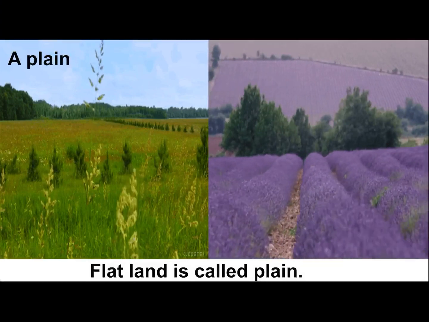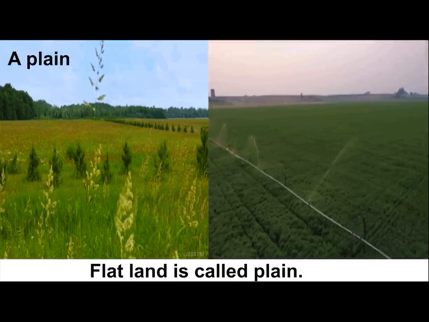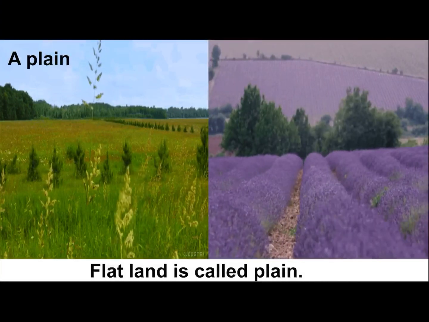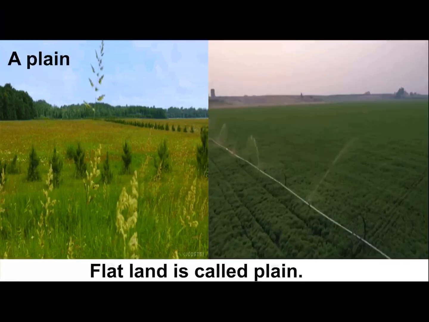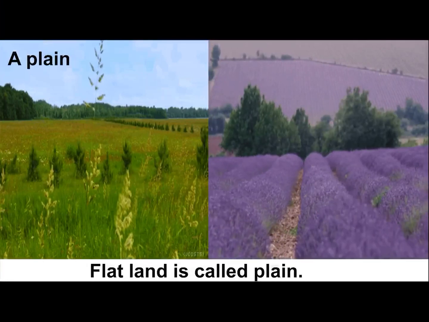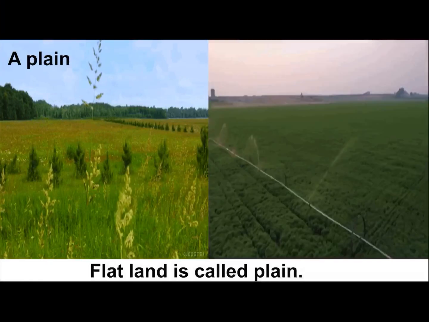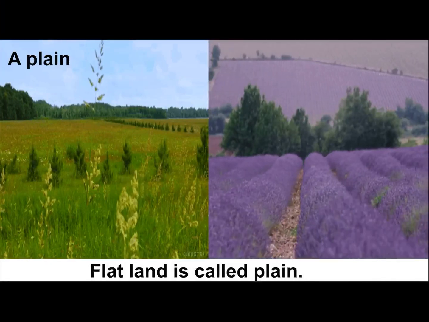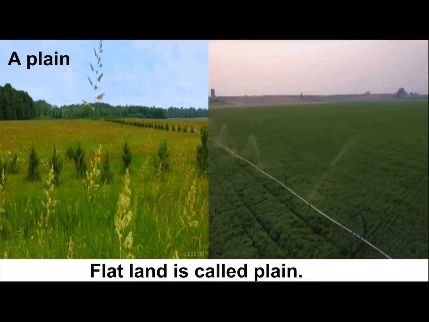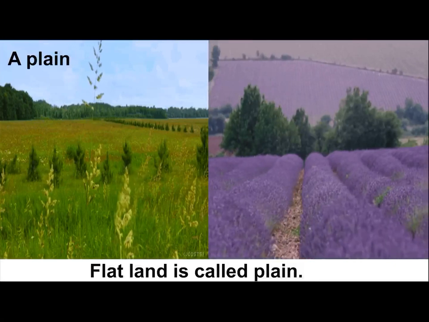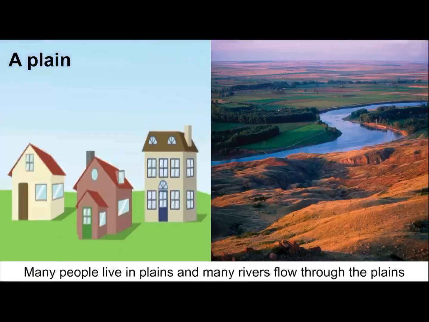A plain. Children, do you know what a plain is? They are large areas of flat land. आप देखिए जो लैंड आपको दिख रहा है पिक्चर में वो एकदम फ्लैट है, स्ट्रेट है, और ऐसे फ्लैट लैंड को हम बोलते हैं प्लेन.